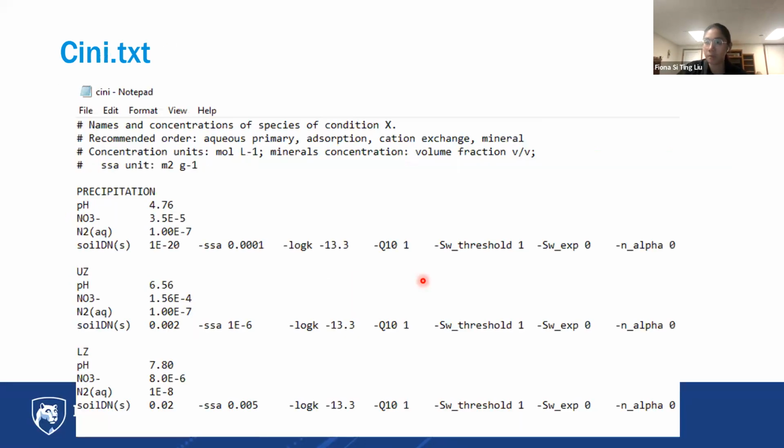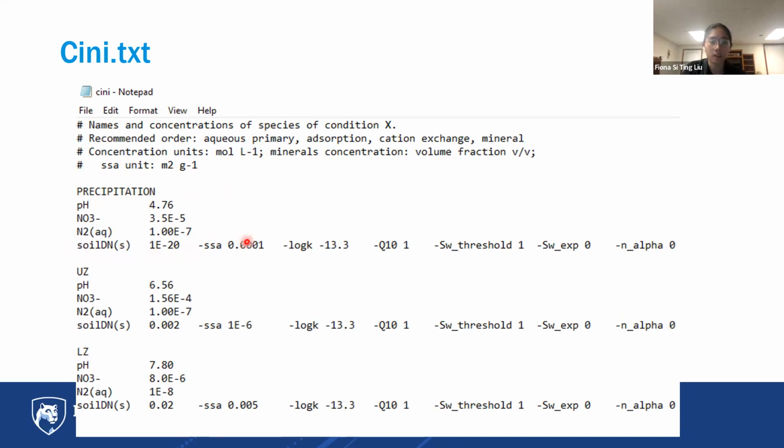So the next input file that we need to alter is the CINI file. We then again have the species listed out under the 3 different zones: our precipitation, our upper zone, and our lower zone. And then we have our soil DN as our mineral solid phase.